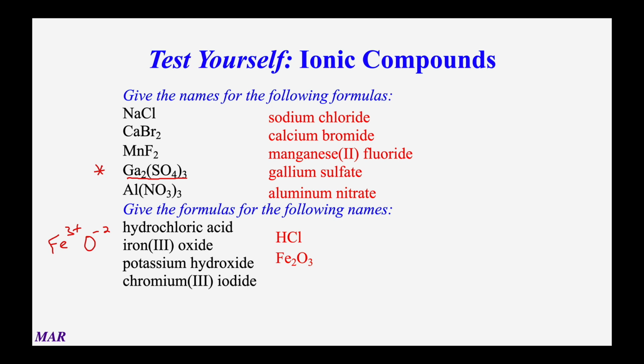Potassium hydroxide. Potassium is K, it's +1. OH- is hydroxide, one of the polyatomic ions we saw earlier. They come together 1 to 1. That's going to be just KOH.